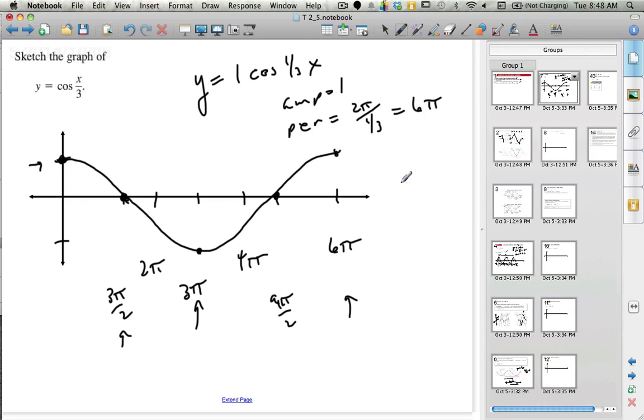And that's what my graph looks like. So you can see this graph is rather stretched. I didn't really have to put in the 2 pi and the 4 pi. I just wanted to help lay out and make sure everybody understood the relative horizontal distances.